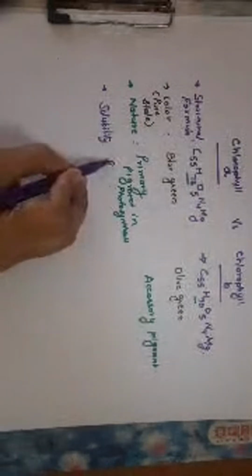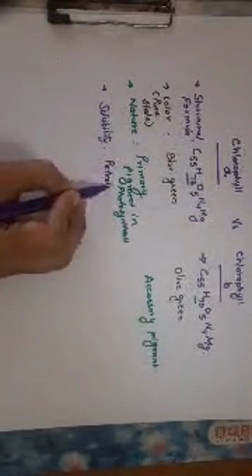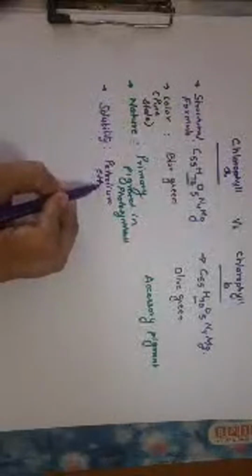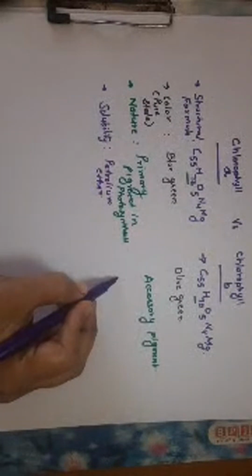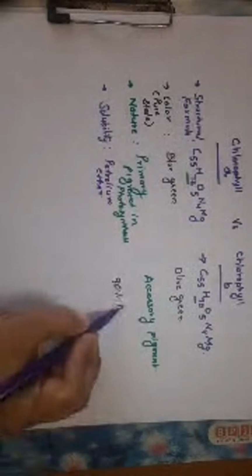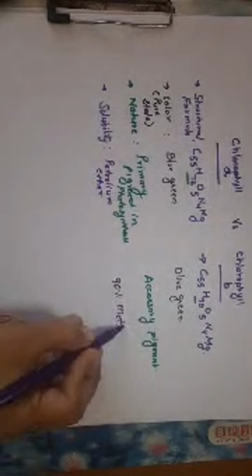The fourth difference is the solubility. Chlorophyll A is soluble in petroleum ether, whereas chlorophyll B is soluble in 90% methyl alcohol.